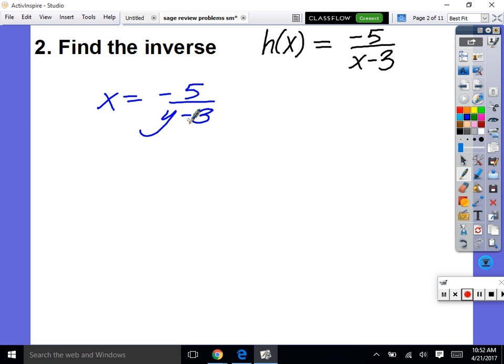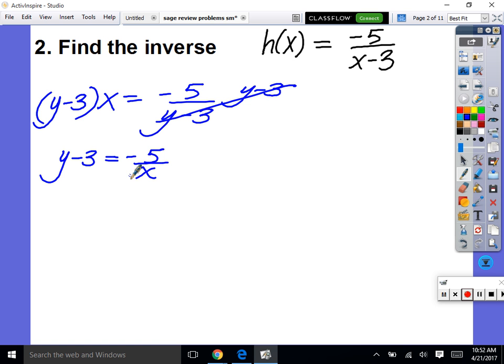Solve for y, so you'd multiply by y minus 3 on both sides. It divides out. And then you would divide by x. So we have y minus 3 equals -5 over x, and then you'd add 3. So y is equal to -5 over x plus 3. So x cannot be 0. All good. Very good.